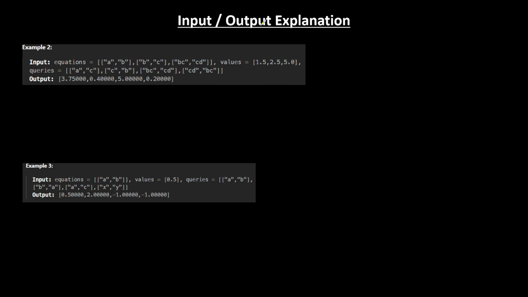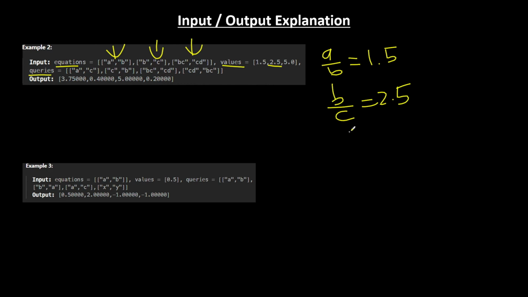Now let's understand the input-output explanation. This is what is given to us: the equations, then the values list, and the queries. According to the question, if we divide a by b, we get the value 1.5. If we divide b by c, we get 2.5. If we divide b by c, we get 5.0.